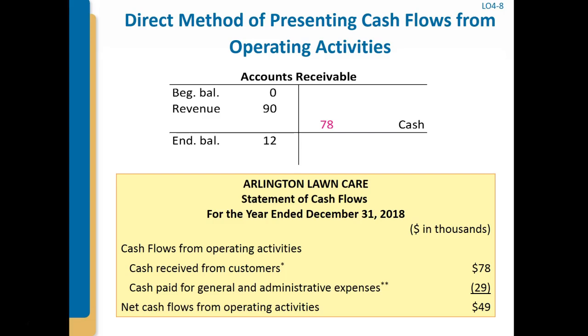The other expense, income tax, was $15,000, but that's the amount by which income taxes payable increased, so no cash has been paid for income taxes. We can report ALC's cash flow from operating activities using the direct method as we see here.